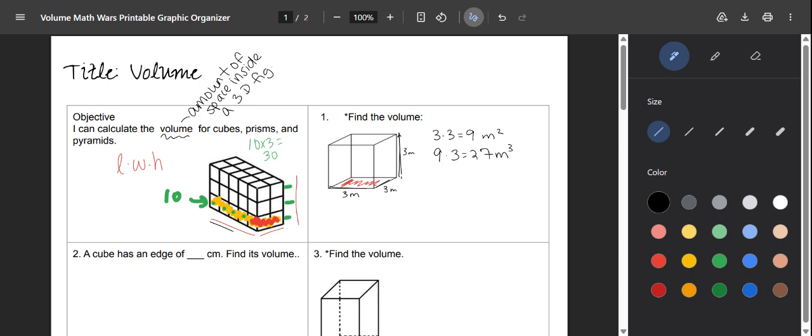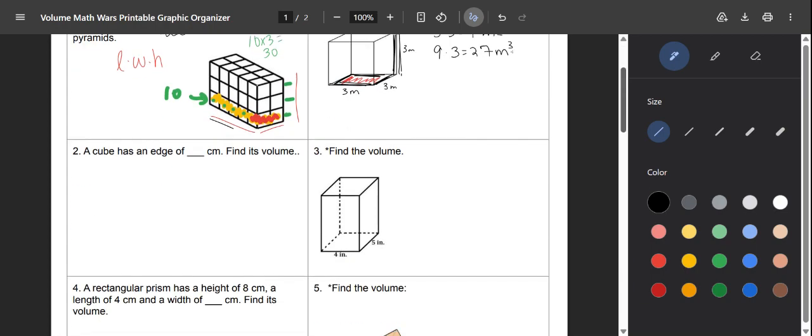Just like we use a 2 here to indicate that we're measuring in 2 dimensions, we're going to use a 3 here to show that we're measuring in 3 dimensions: this way, this way, and a third going this way. So that 3 doesn't tell us to multiply stuff. It's just telling us that we're measuring in 3 dimensions.